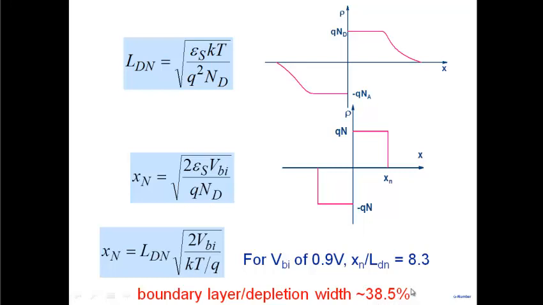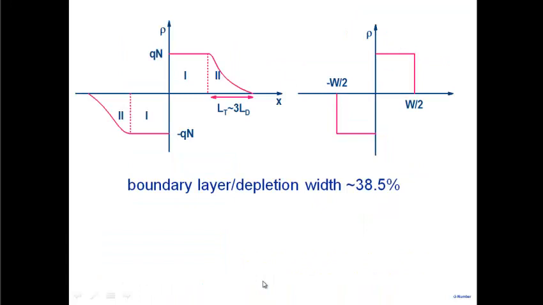And note that this is independent of doping. It's not that I'm calculating it for a fixed doping. The doping just cancels out. And Vbi is a very weak function of doping. So now, if I look at this, the boundary layer here is 3 times the Debye length, and we are finding that the boundary layer divided by the depletion width is 38.5%.